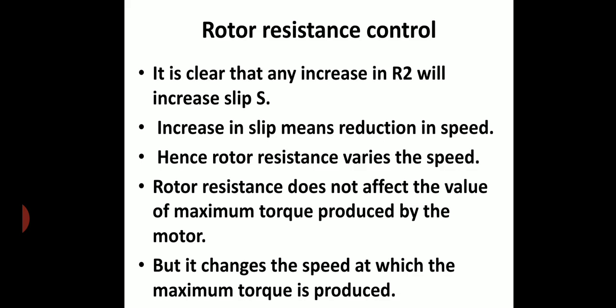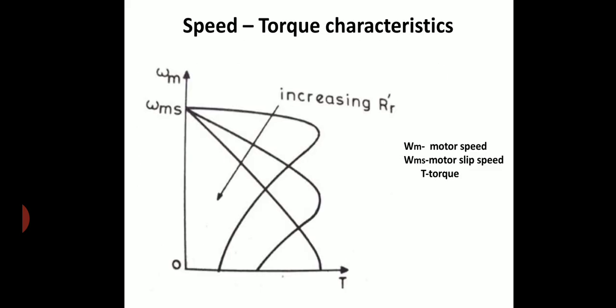Rotor resistance does not affect the value of maximum torque produced by the motor, but it changes the speed at which the maximum torque is produced. Here the speed torque characteristic is shown. Omega m is the motor speed, omega ms is the synchronous speed, T is the torque. So by increasing the rotor resistance, the torque value is the same but the speed is reduced.